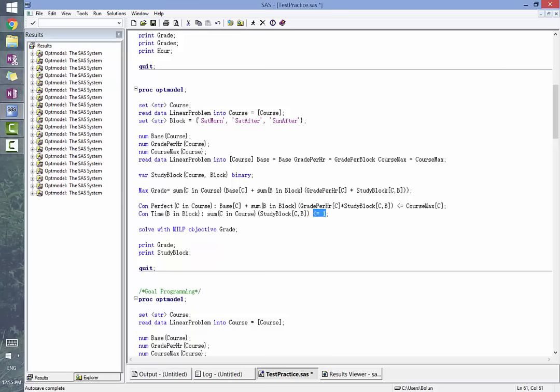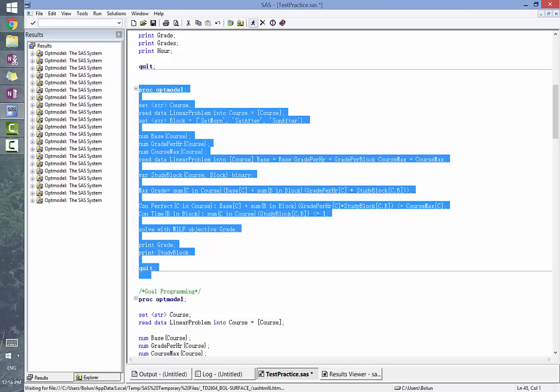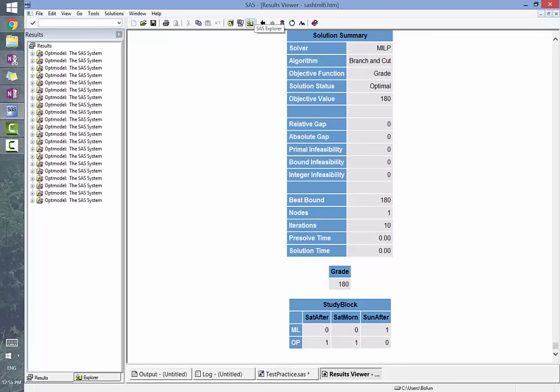Very easy again. Now we can type in the solve function, solve with mixed integer linear programming, the objective, which is grade, and then pew! We get our results. So the maximum grades we can achieve based on this studying schema is only 180, and we could achieve this by studying for optimization in two of the blocks, and then did I just say optimization? That's not a course we're looking at. Studying for OP in two of these blocks, and ML in one of the other blocks.